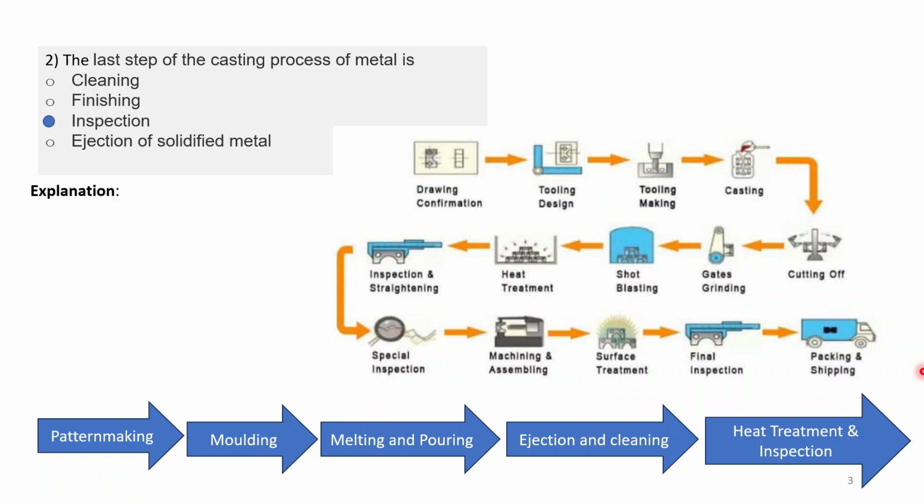So the last step will be inspection. The first step is pattern making, then molding, then melting and pouring, then ejection and cleaning. Then finally you provide heat treatment and you inspect it for any defects that remain.